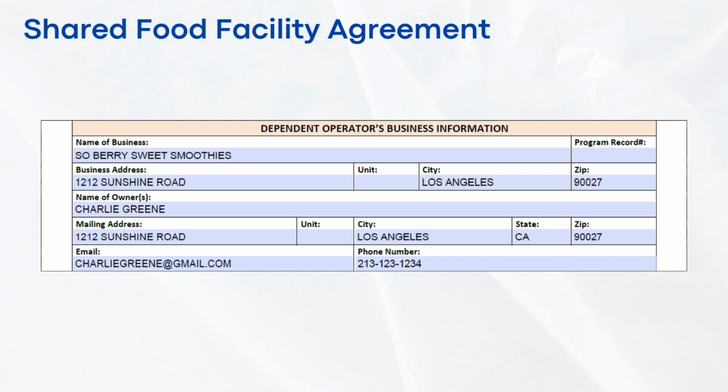Provide the mailing address of the dependent operator. And make sure to include the number and name of the street, city, state, and zip code. Include the email address, and then the phone number.